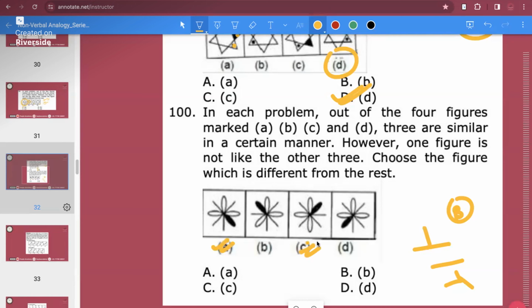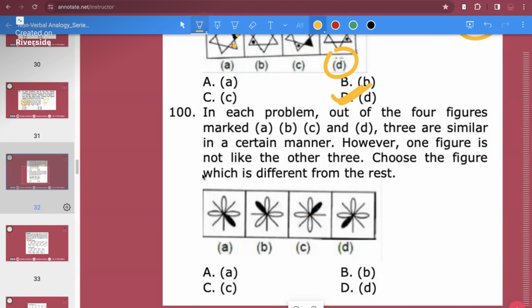The only difference between C and D is that if we take this one as the reference, this blackened part is to the right of it. So similarly, if this is the reference, this blackened part will be to the left of it. So in that case, this one is the prominent figure. Look, guys, again the dispute. The dispute is over here.